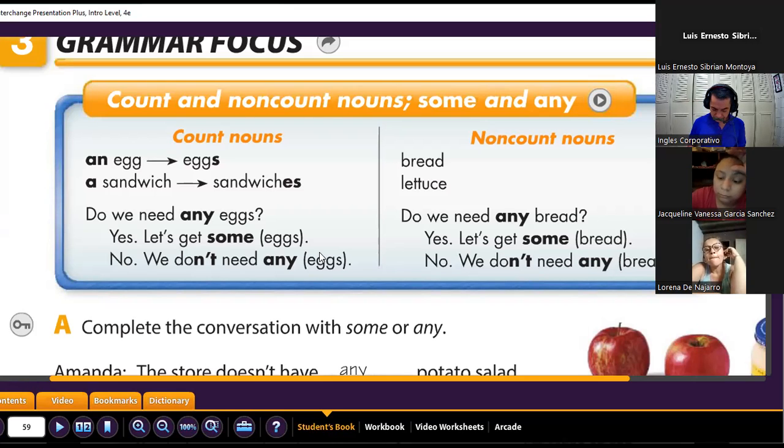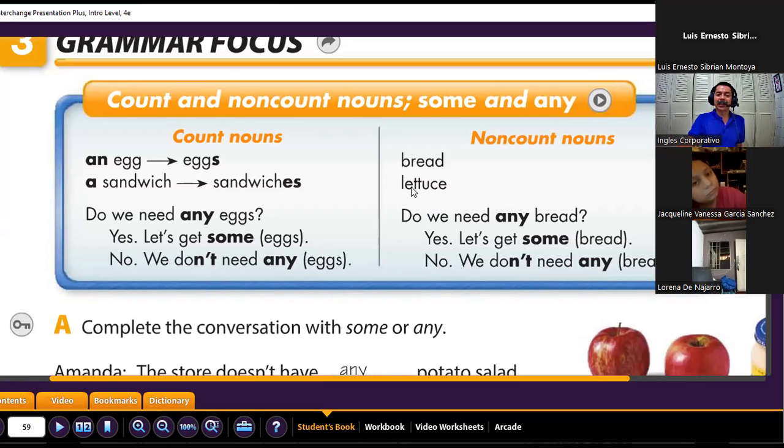Veo de que se le ha agregado la S, ¿verdad? Que ya lo hace plural. La E y la S. Pero en lo que es no contable, no podemos decir panes. Lechugas. Lettuce. Waters, lettuces, breads. Aguas. No, it's not possible.